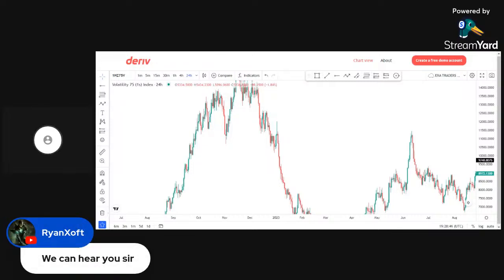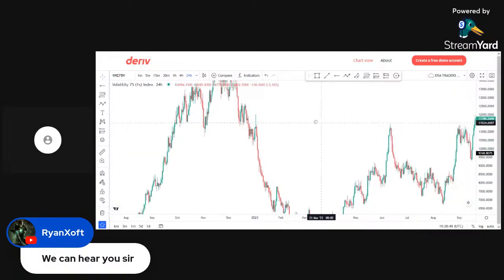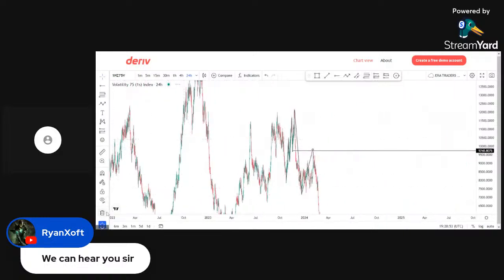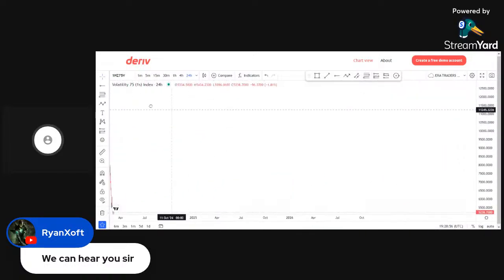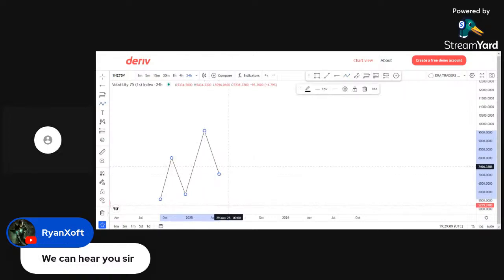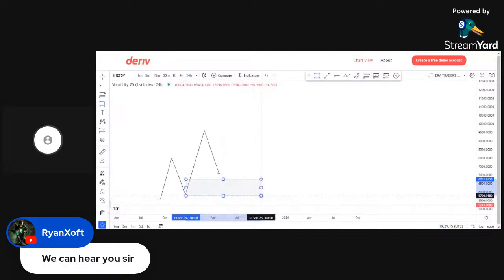The next one I'll talk about is the order blocks, right? So what is an order block? We have two types of order block: bullish order block and bearish order block. For the bullish order block, we have the last sell candle before the break of structure. So before this break of structure to the upside, there's an order block.